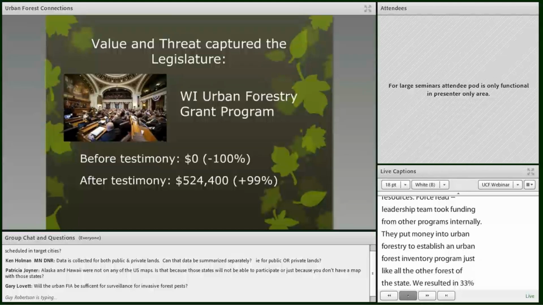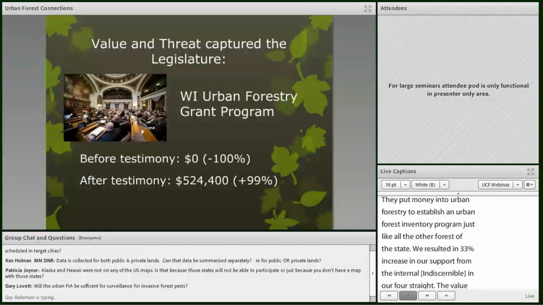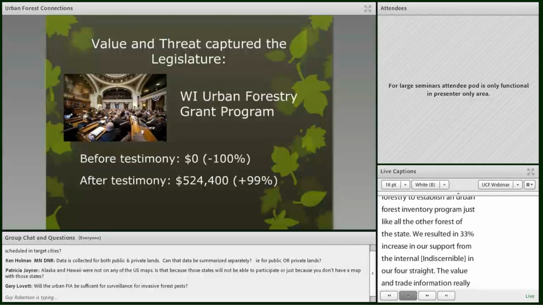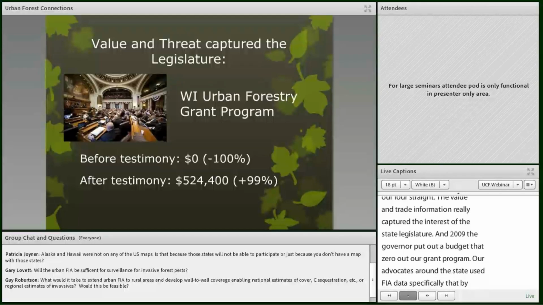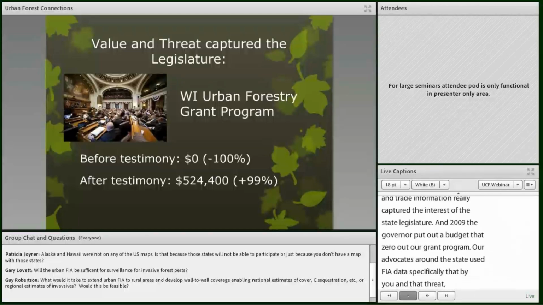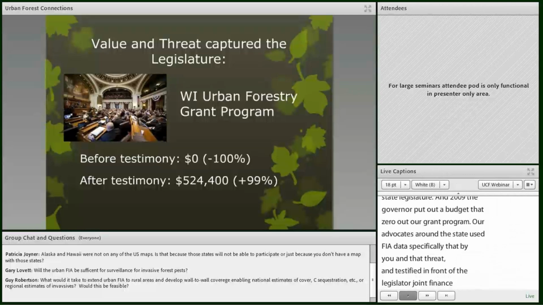The value and threat information really captured the interest of the state legislature. In 2009, the governor put out a budget that zeroed out our grant program. And our advocates around the state used the Urban FIA data, specifically that value and the threat, and testified in front of the legislature's Joint Finance Committee asking to restore the grant. And in fact, that was a compelling argument, and they did restore it, or at least 99% of that.